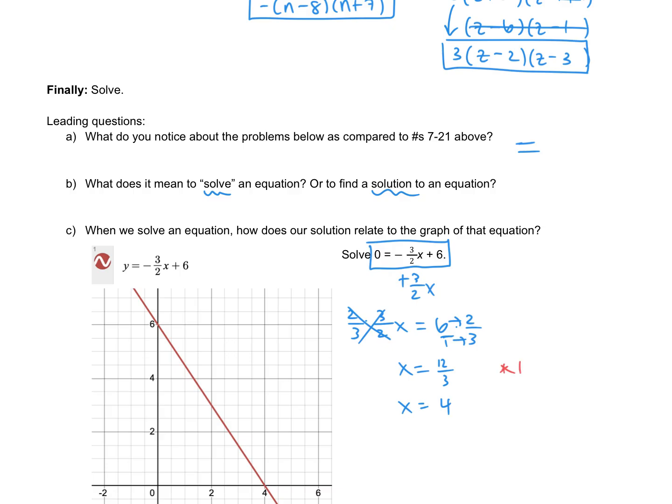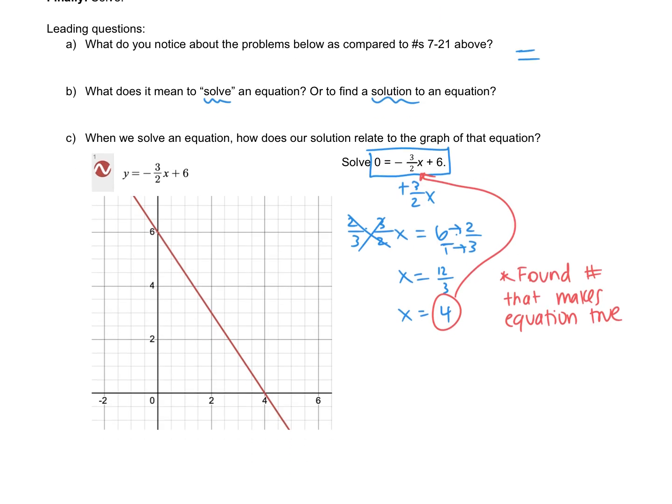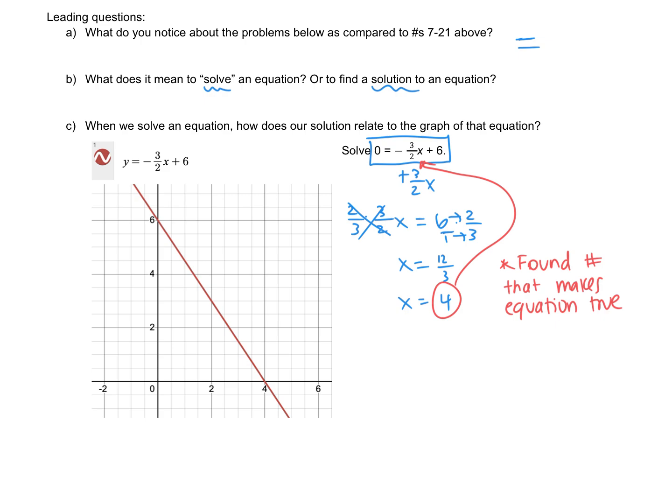Okay, so please write this down for me. What we just did is we found the number that makes the equation true. So if I were to take this 4 and plug it back in, that equation would be true. Now, what I also want you to notice, though, is this graph that you see on the left. So I want us to notice that this negative 3 over 2x plus 6 is the same thing on the left. Is there anywhere on that graph that you see this 4, this x equals 4?